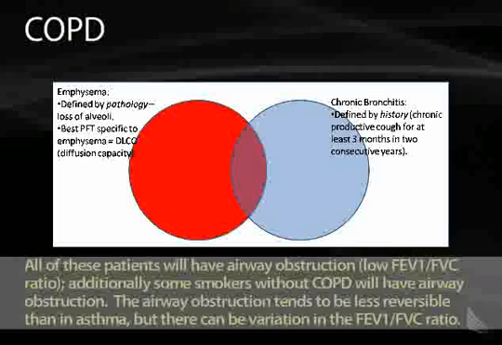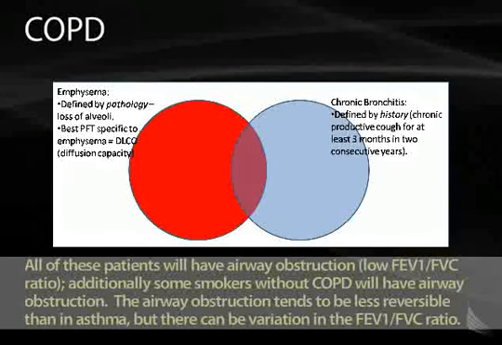All of these patients we would expect to have a low FEV1 to FVC ratio. There are many smokers that don't meet the diagnostic criteria for COPD that do have the low FEV1 to FVC ratio. The airway obstruction in these patients is less reversible than the airway obstruction that we typically see in asthma, although there can be variation in the FEV1 to FVC ratio. Sometimes the emphysematous patients are referred to as pink puffers, and the chronic bronchitis patients are referred to as blue bloaters, although the line between these two certainly can be grayed.